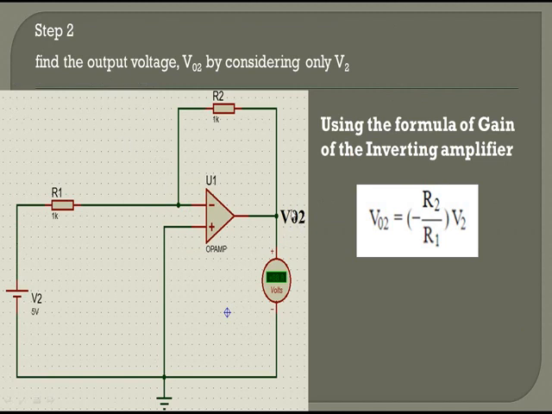Now we are going to find the output voltage by considering only V2 and eliminating V1. This circuit is similar to the inverting amplifier circuit. So we directly use the equation that we already found, that is VO2, the output voltage, is equal to minus RF upon R1. RF is R2 here, so VO2 is equal to minus R2 upon R1 into the input voltage V2. So VO2 is equal to minus R2 upon R1 into V2.